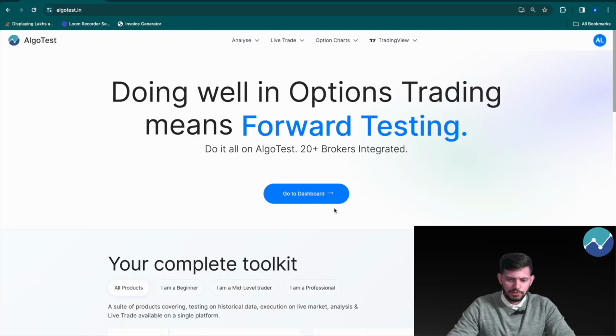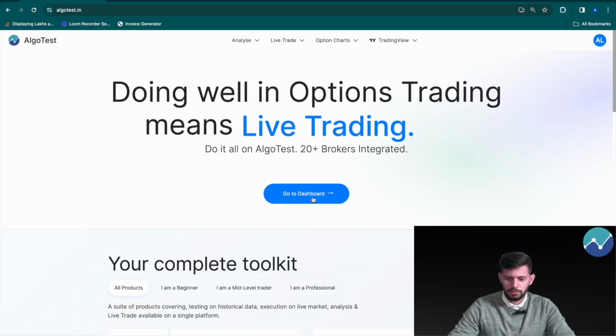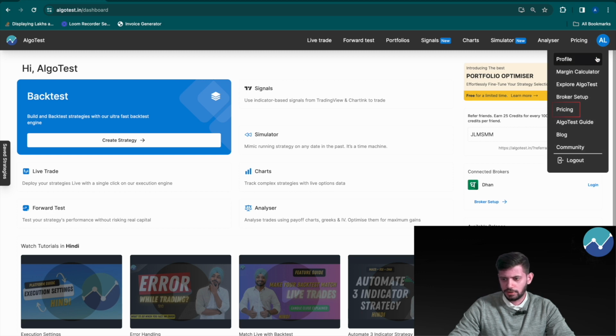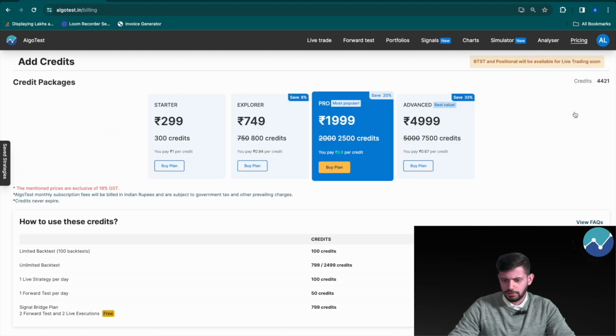I'm currently on the AlgoTest landing page. I'm going to click on Go to Dashboard because I'm already logged in. And on the top right hand side, I'm going to click on where it says AL, which is the initials of our account, and then click on Pricing. This page loads up. So first and foremost, you can see that there's credit packages over here.